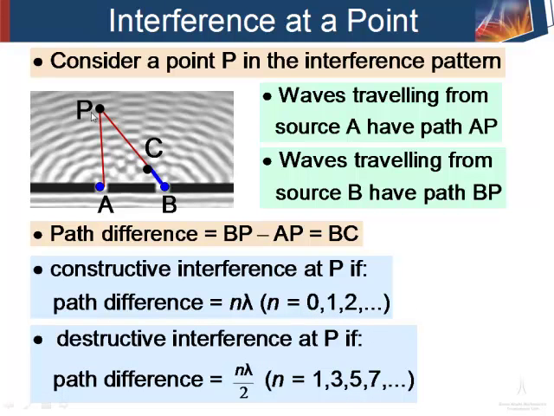Also, at point P, we will have destructive interference if one wave travels an odd number of half wavelengths further than the other wave. In other words, we will have destructive interference if at that point the path difference is nλ divided by 2. That's what we mean by half wavelengths, where n in this case is 1, 3, 5, or 7, etc.